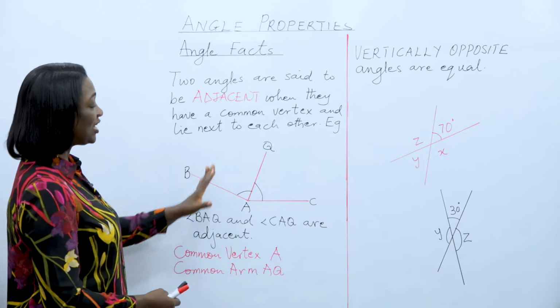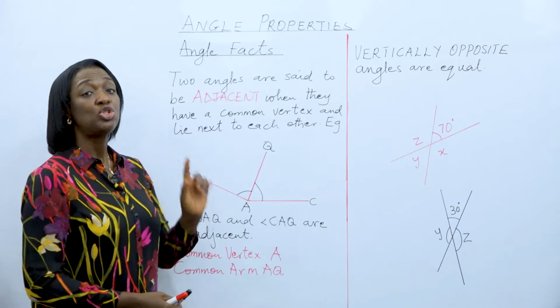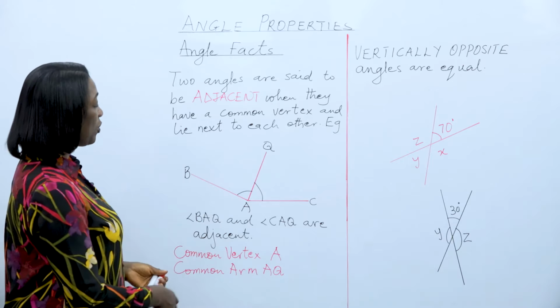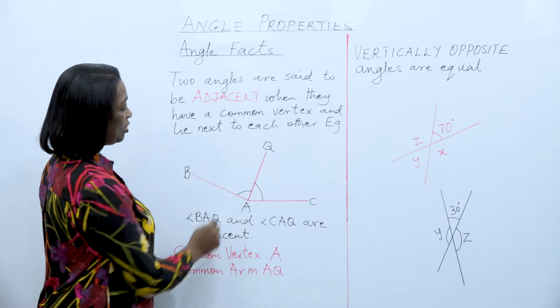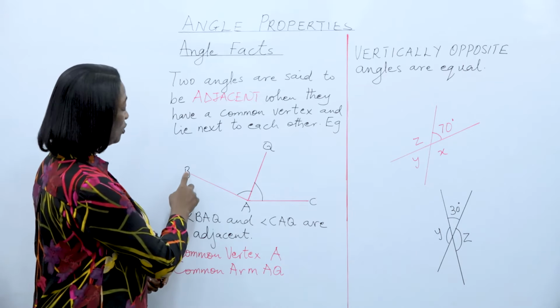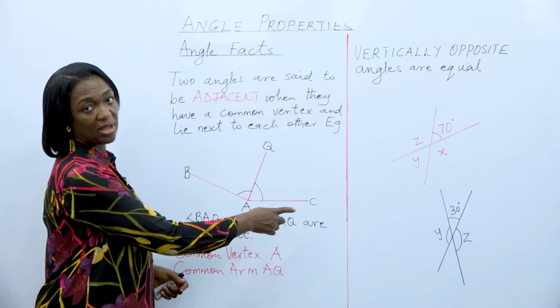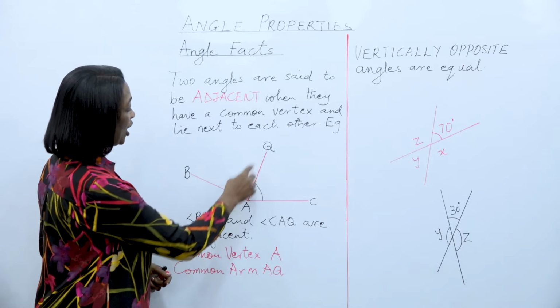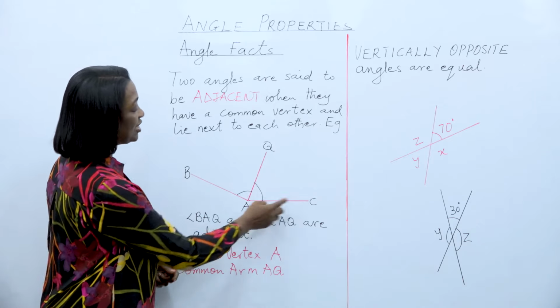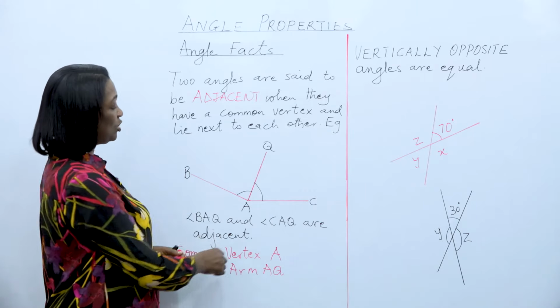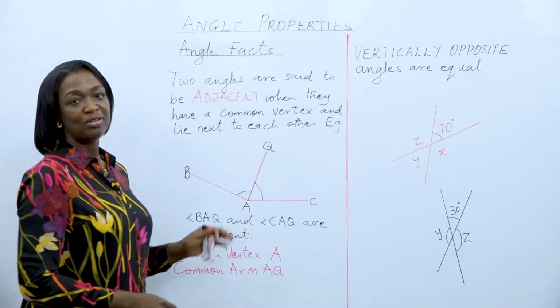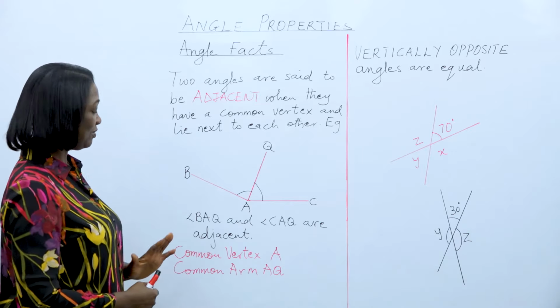But you must note that adjacent angles do not overlap. So we cannot say that angle BAQ is adjacent to angle BAC, because angle BAQ and angle BAC overlap. But BAQ is adjacent to CAQ. So please take note of that.